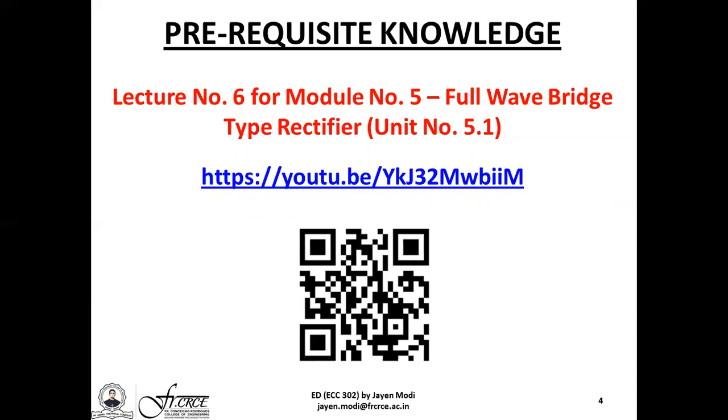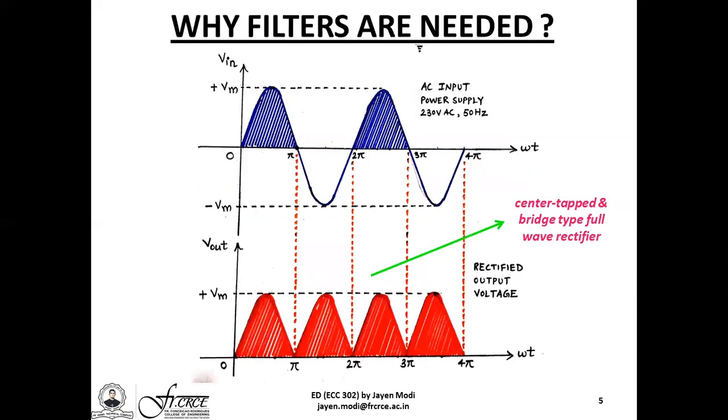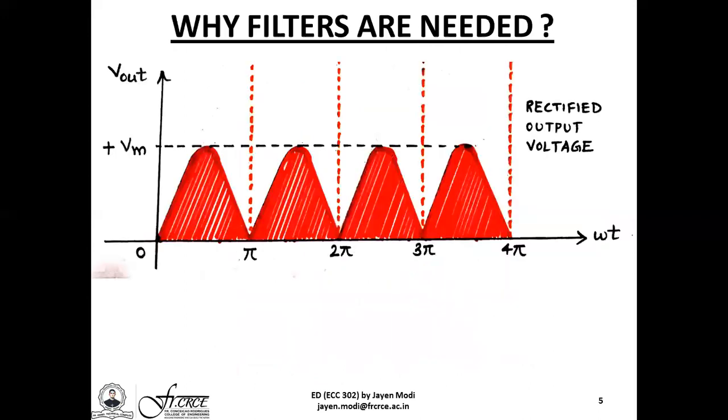So starting off, the first main question that we need to answer is, why do we need filters, or why are filters required? This particular diagram on the screen shows you the output voltage for a center tapped and for a bridge type full wave rectifier circuit. If we take a closer look at this rectified output voltage, what we observe is that it is not exactly DC. Although you may say that it is in quadrant number 1 and its value is changing positively from 0 to Vm, it is not flat, it is not still, it is also not constant.